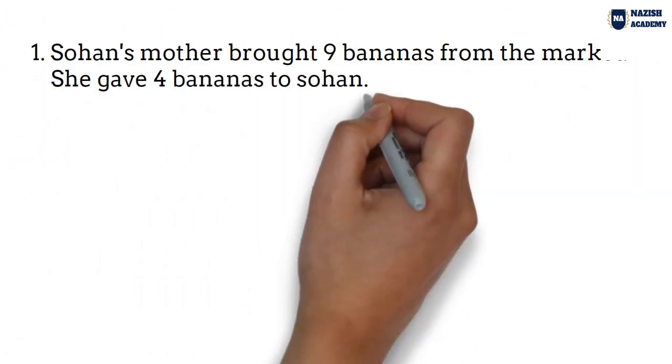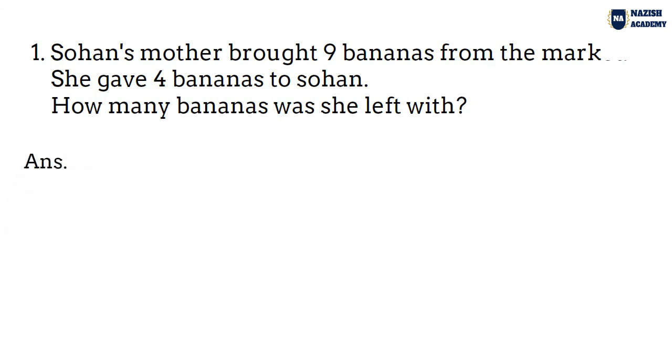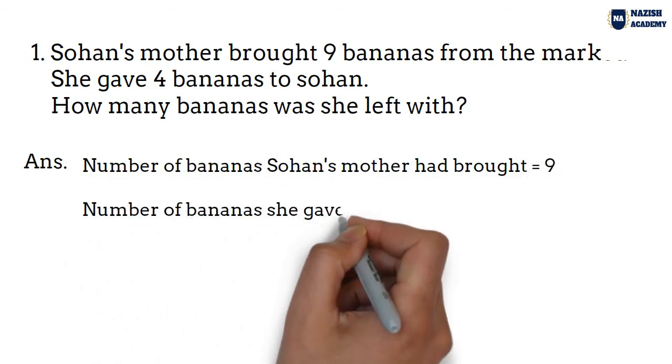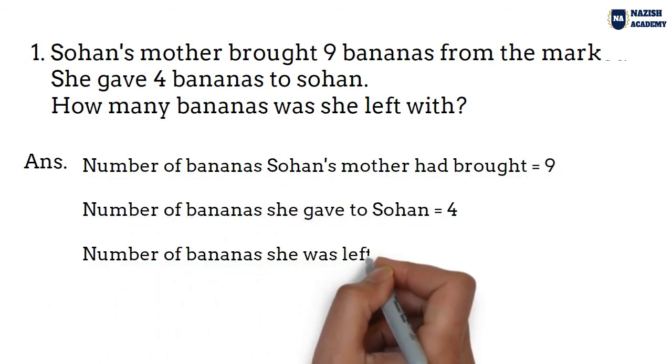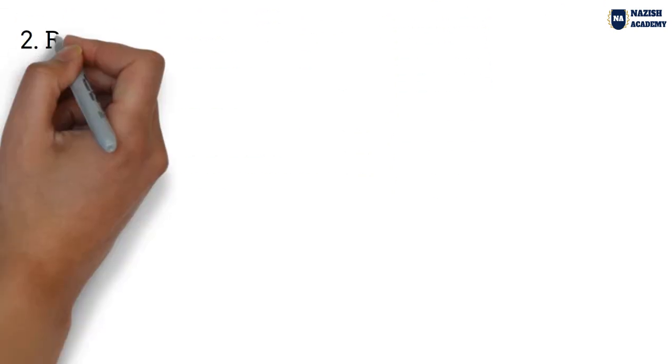Sohan's mother brought 9 bananas from the market. She gave 4 bananas to Sohan. How many bananas was she left with? Number of bananas Sohan's mother had brought, 9. Number of bananas she gave to Sohan, 4. Number of bananas she was left with, 5 bananas.